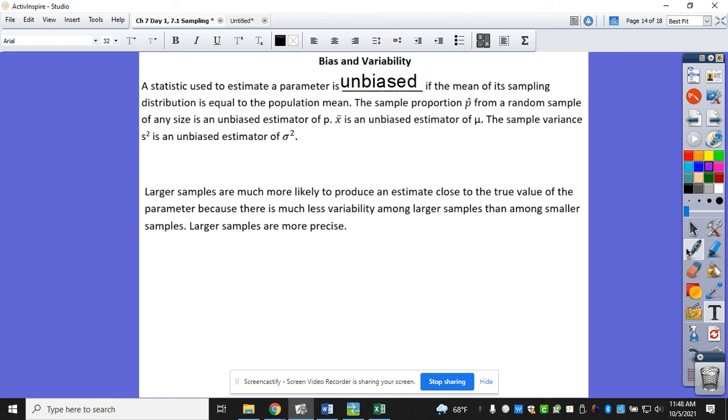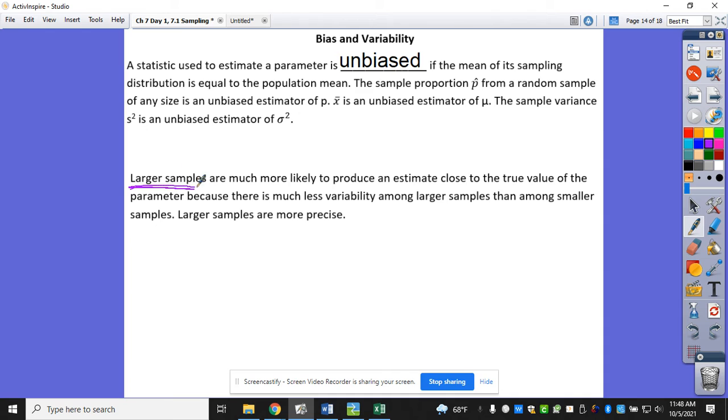Larger samples, just underline this with me, larger samples are more likely to produce an estimate close to the true value of the parameter. That makes a whole lot more sense. If I wanted to know GPAs of the whole school and I interviewed 3 people, I don't know how close I would get. But if I interviewed like 300 people, I'd probably be getting a lot closer. So the more I sample, obviously the closer I'm going to get, because I'm going to have much less variability if I have a big group, which we tie in later.